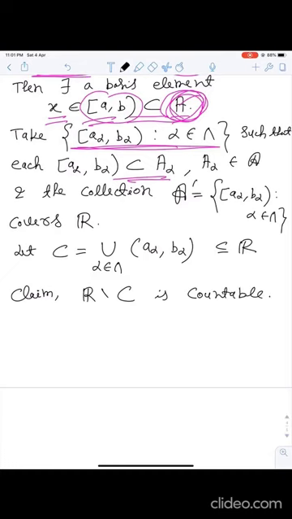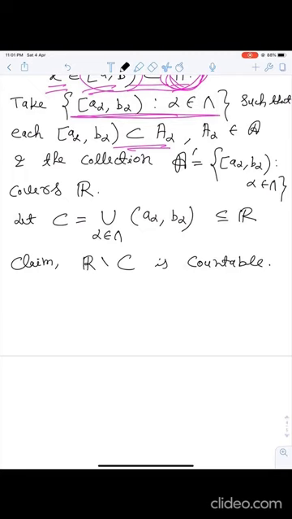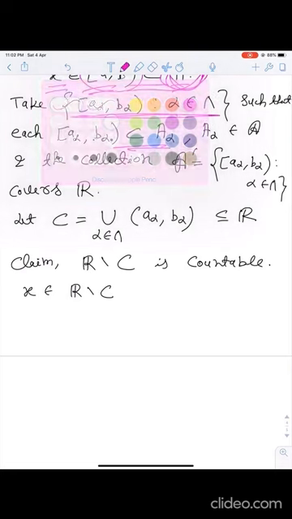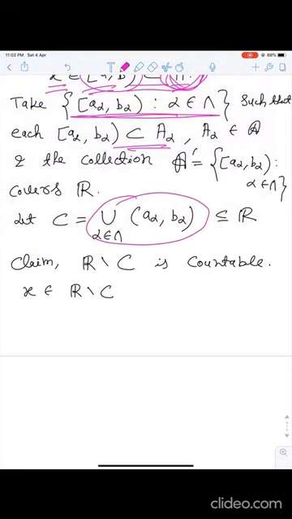So we first prove that R minus C is countable. Why is R minus C countable? Because now choose an element X belonging to R minus C. Can you guess what that X will be? So this is my C, right? Then what will be my R minus C?